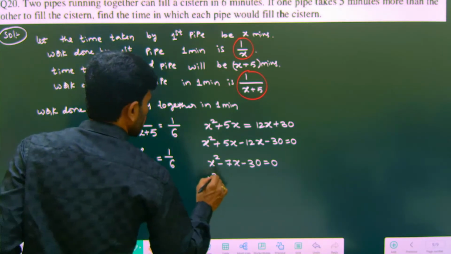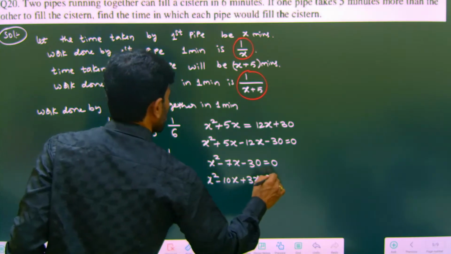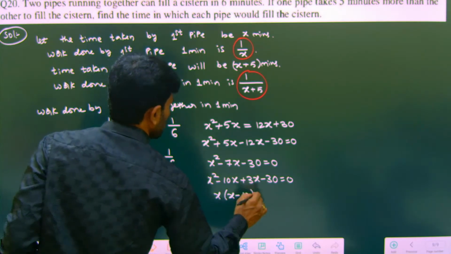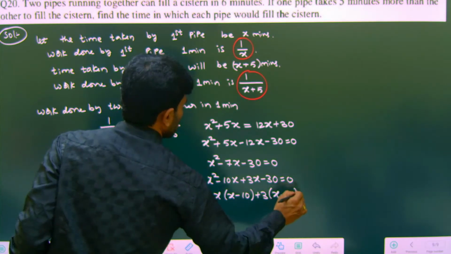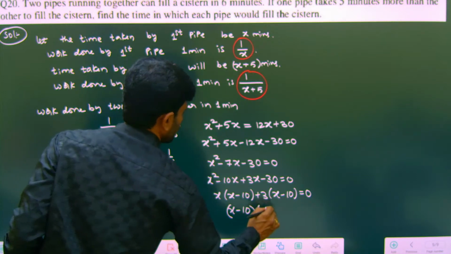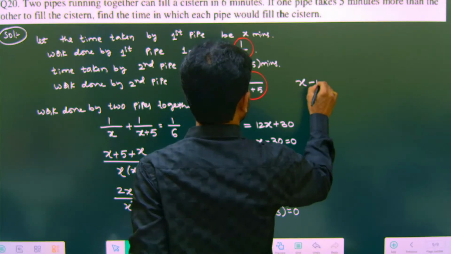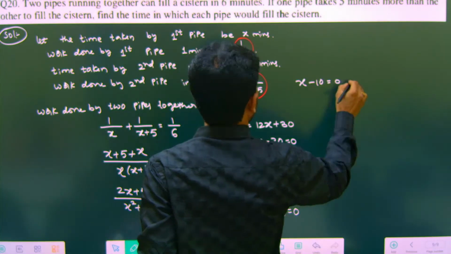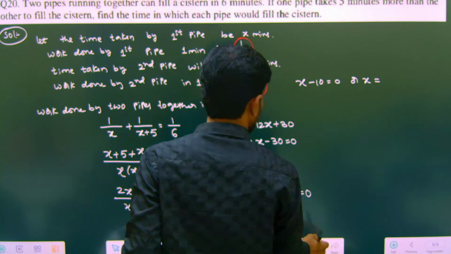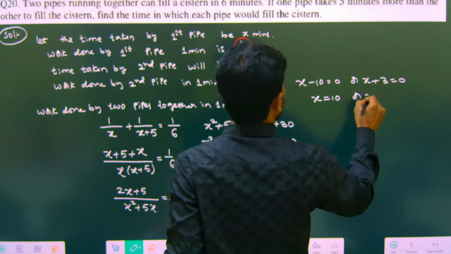Splitting the middle term: x square minus 10x plus 3x minus 30 is equal to 0. x common, x minus 10, plus 3 common, x minus 10 is equal to 0. So x minus 10 is equal to 0 or x plus 3 is equal to 0. So x is equal to 10 or x is equal to minus 3.